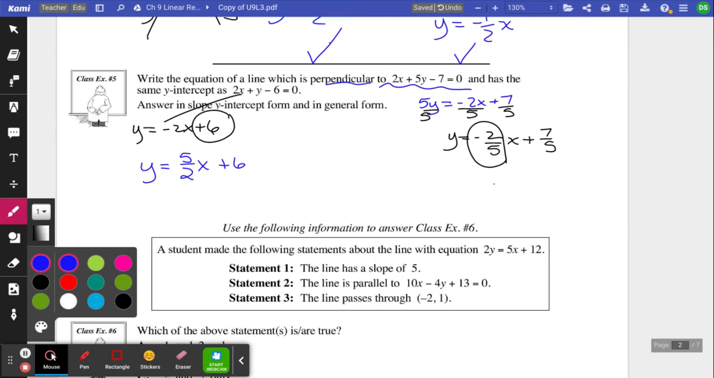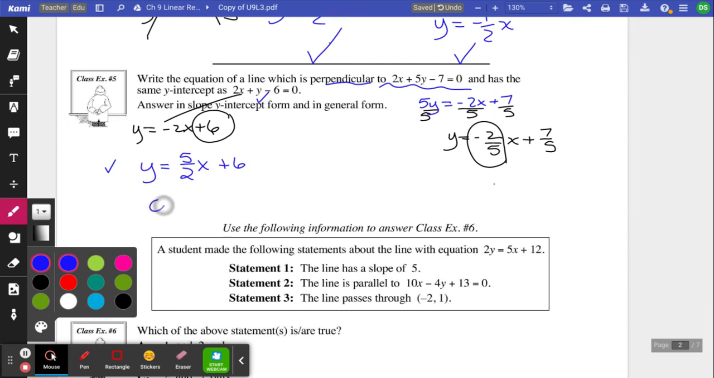Okay, now it says answer in slope y-intercept form. I just did. Next part. And in general form. So guess what you must do? Rearrange. I did slope y-intercept form. Now we need to do general form. So what does general form look like again? ax plus by plus c. Put it all on one side, make it equal to 0. So not hard, just gotta move the y.